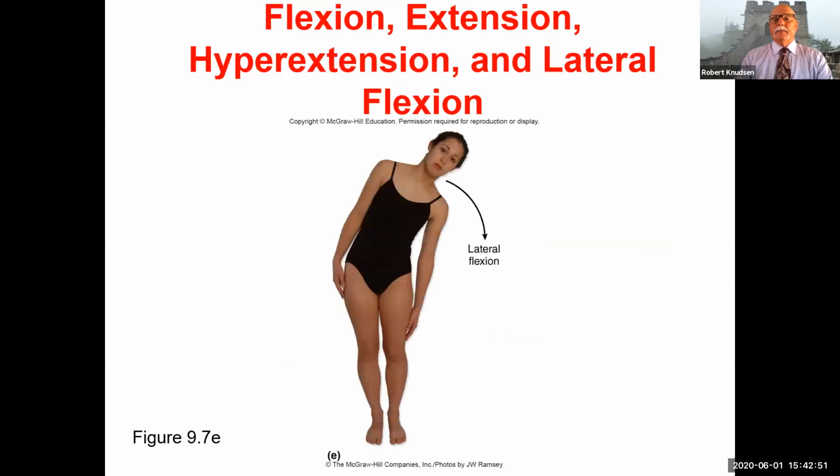All right. This is Bubba's sister. You see how she's bending at the waist to the side? That's lateral flexion. Bending to the side. See how the angle changed, got smaller here? Smaller.